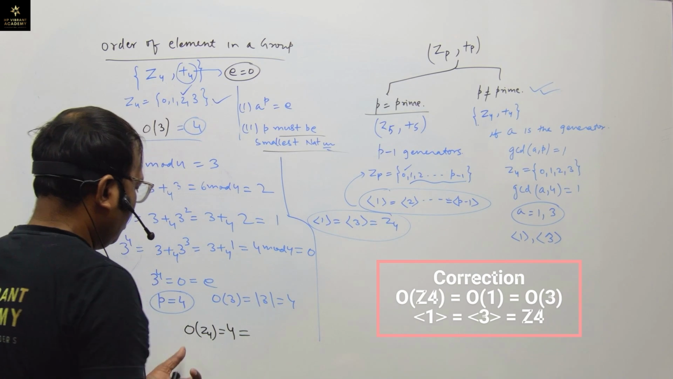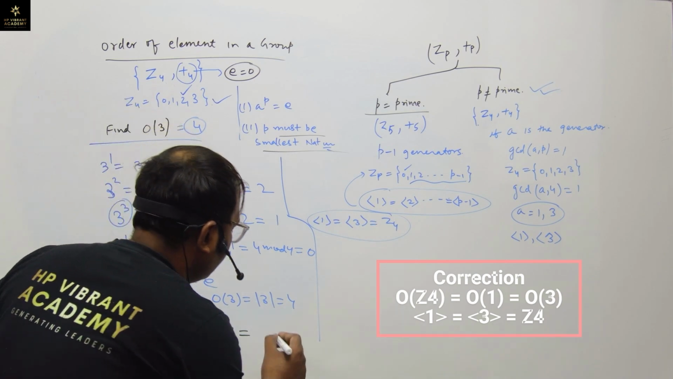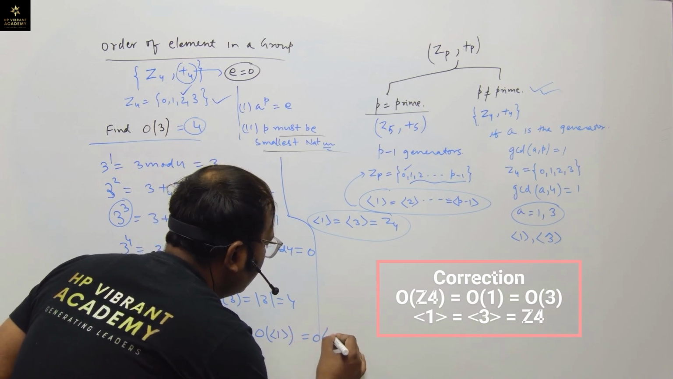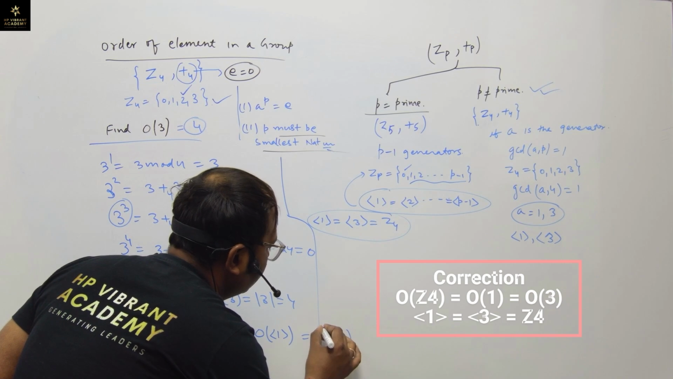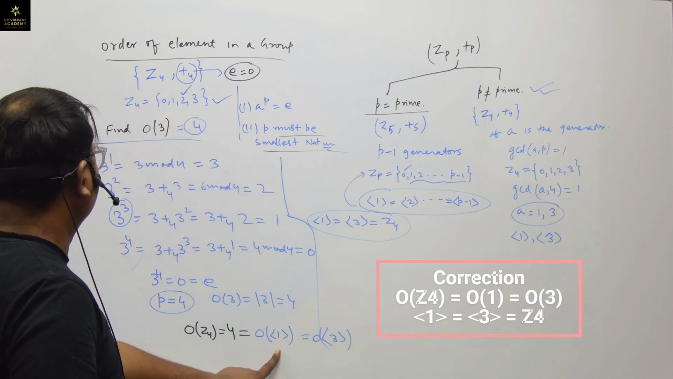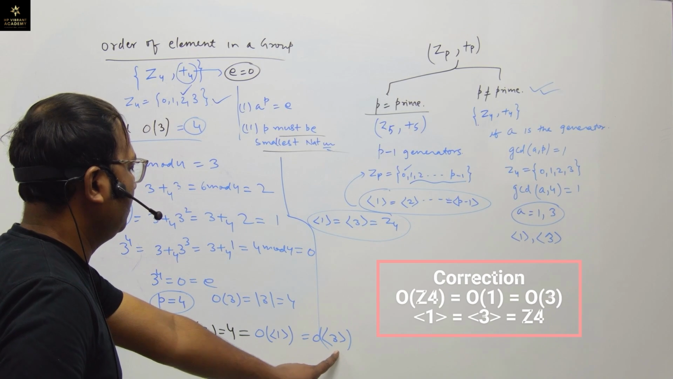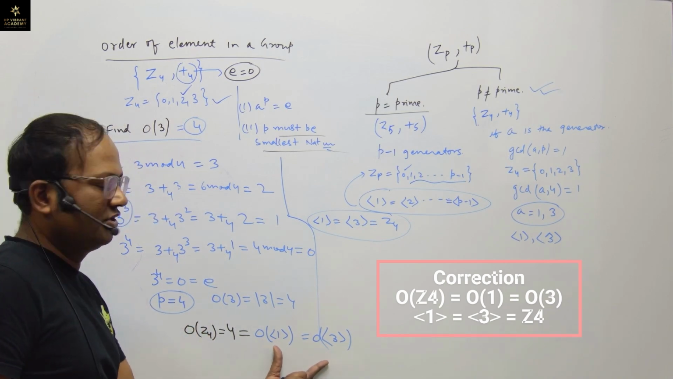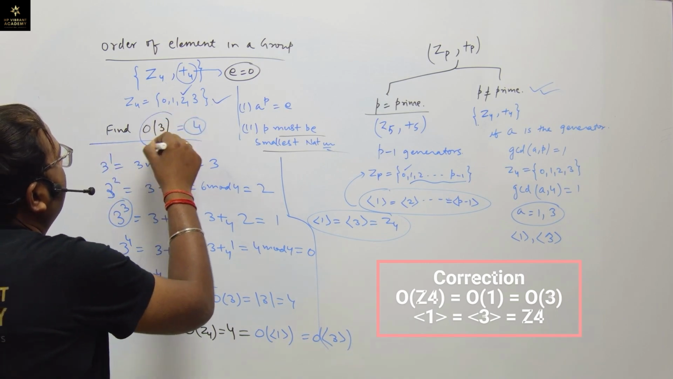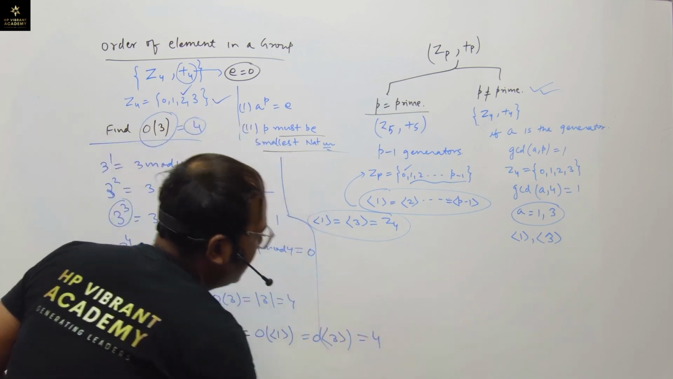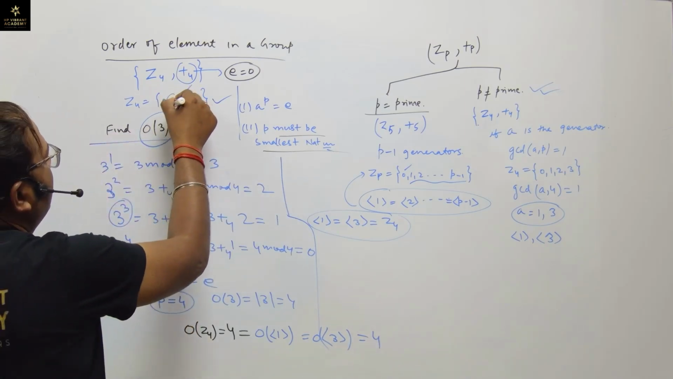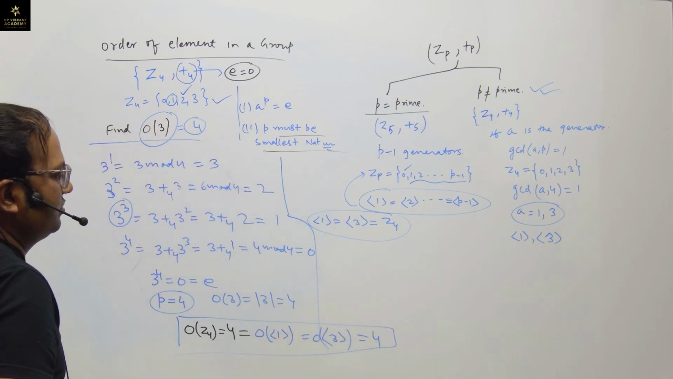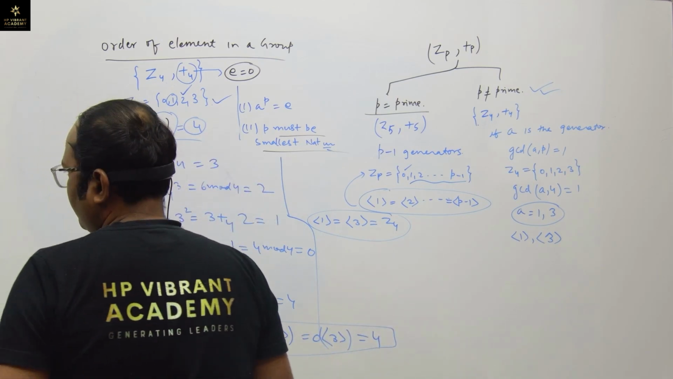So the order of the group is equal to the order of the generator. So the order of element 1 and the order of element 3. The order of a cyclic group is equal to the order of its generator. So if we find the order of element 3, this is equal to 4. Similarly, if we find the order of element 1, we will also get 4. So the order of a cyclic group is equal to the order of its generator. Let us move further.